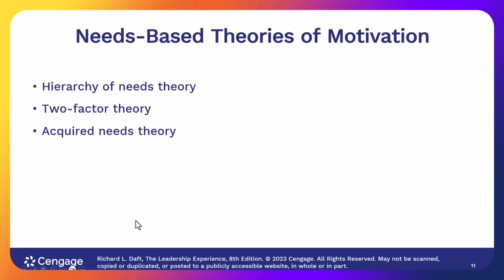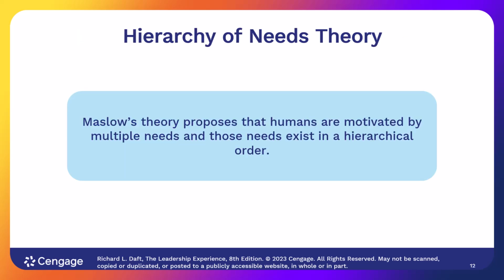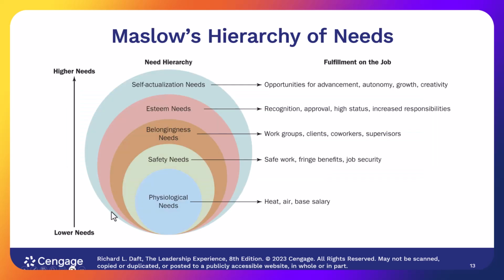So we've got the needs-based theories of motivation. We've got three of them: hierarchy of needs, two-factor theory, and acquired needs theory. The hierarchy of needs theory, Maslow's theory, proposes that humans are motivated by multiple needs, and those needs exist in a hierarchical order. And here they are.